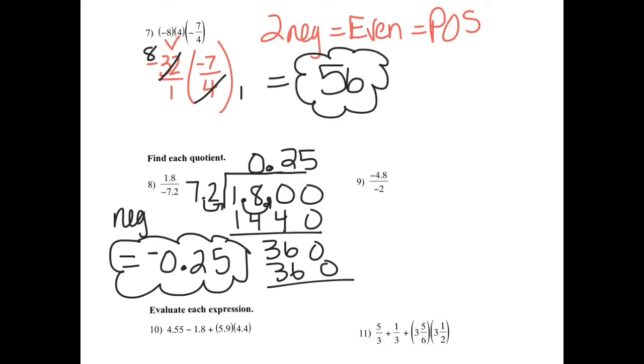I'm going to set up the next one. 4.8 on the inside, 2 on the outside. A negative divided by a negative, my final answer will be positive. 2 goes into 4 2 times. Drive my decimal upstairs. 2 goes into 8 4 times. My final answer, 2.4.